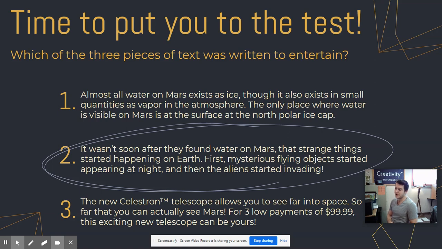If you thought persuade, then you were correct again. Number 3 was written to persuade the reader. If you think back to those commercials we watched in class, they were trying to persuade you to buy something. Number 3 is trying to persuade you to buy that new Celestron telescope for the 3 low payments of $99.99. And of course, number 2, as we said, that one was the one we were looking for. That was to entertain.